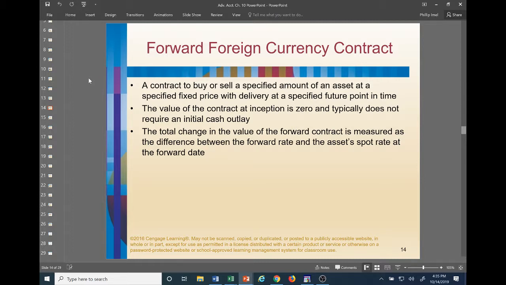Now, the value of a forward contract is zero at inception and typically does not require an initial cash outlay. The total change in the value of a forward contract is measured as the difference between the forward rate and the spot rate at the forward date.